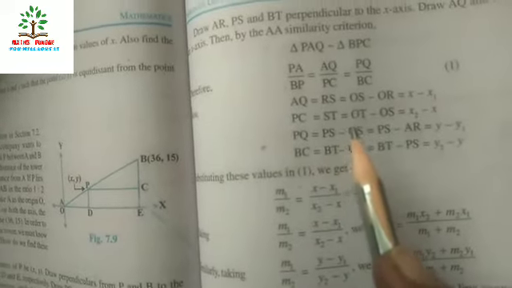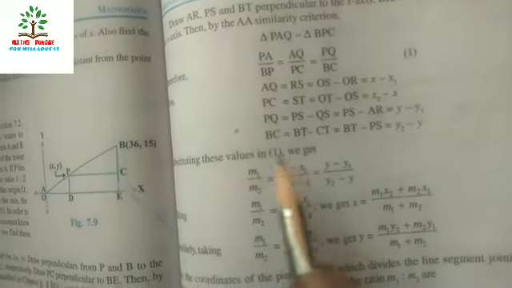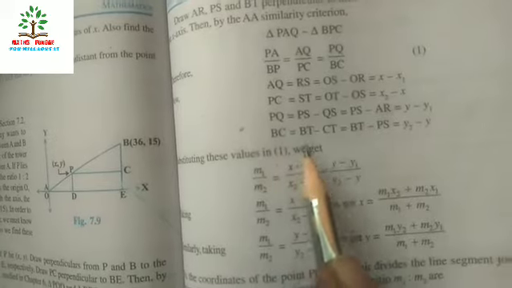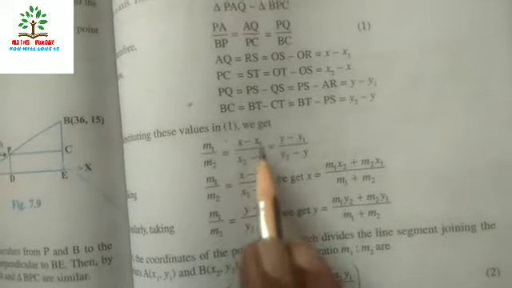So we can see here AQ is equal to RS is equal to OS minus OR, which is x minus x1. PC is equal to ST is equal to OT minus OS is equal to x2 minus x. PQ is equal to PS minus QS, that is PS minus AR is equal to y minus y1, and BC is equal to BT minus CT, is equal to BT minus PS, that is y2 minus y1. Now just putting the values here, we have m1 over m2 is equal to x minus x1 over x2 minus x, and y minus y1 over y2 minus y.